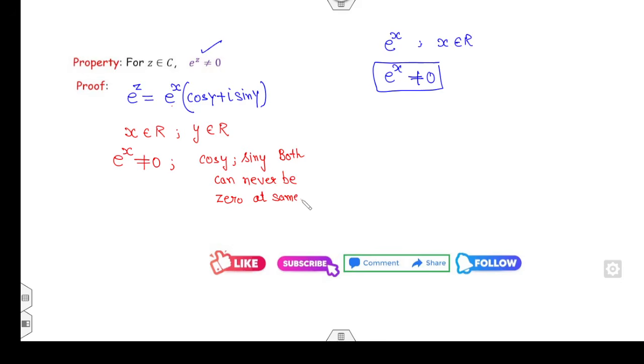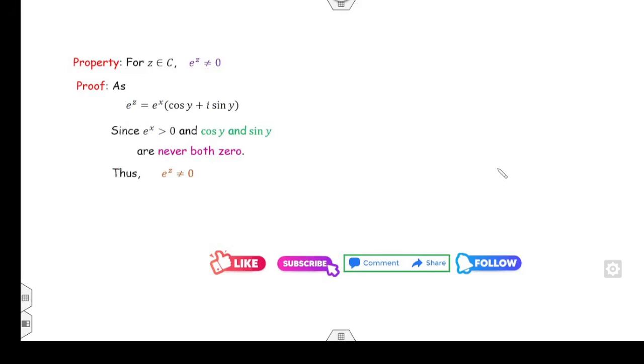Why? Can anybody tell me why they can never both be 0 at the same time? Because we all know sine square y plus cos square y is equal to 1. So that's why both can never be 0 at the same time. Therefore, the exponential part is non-zero, and one of them is non-zero, so the product is non-zero.